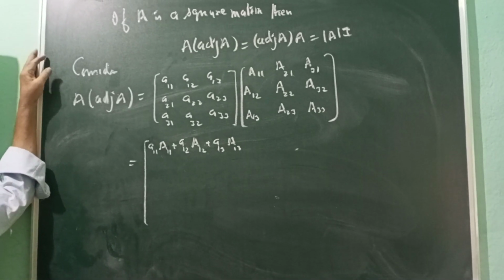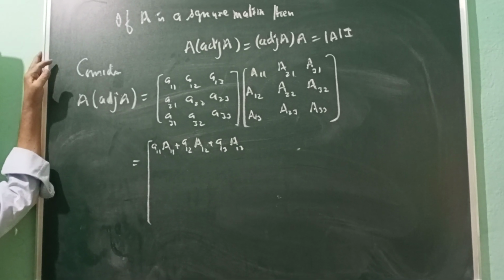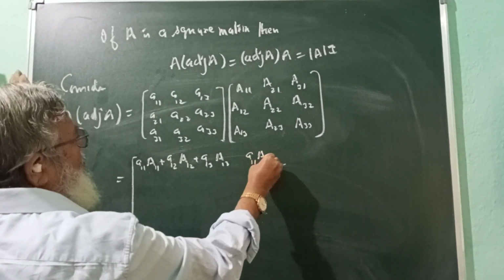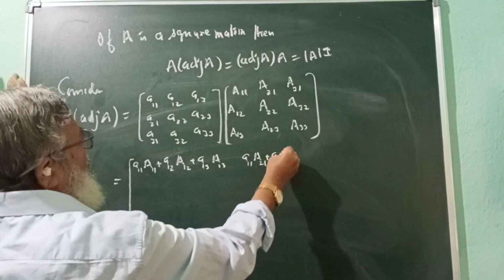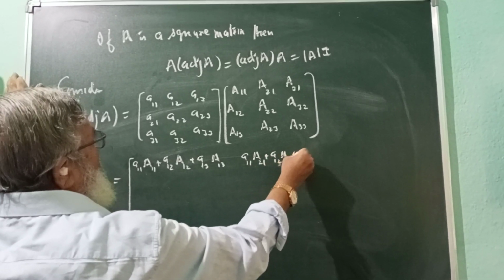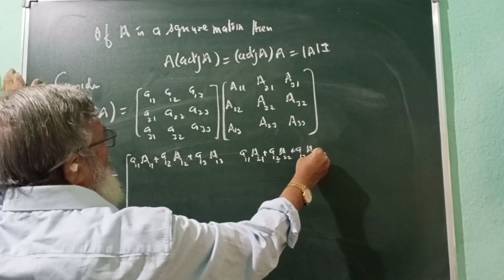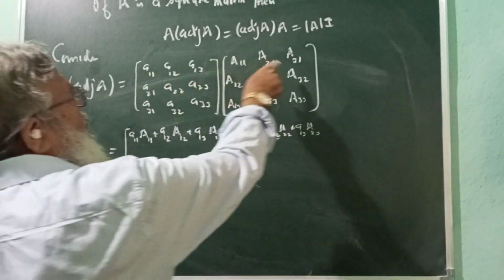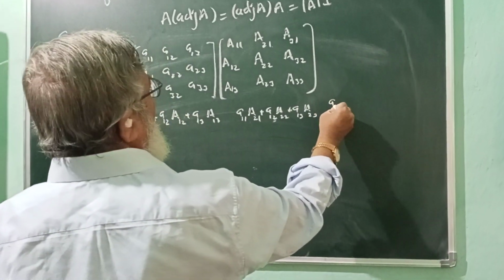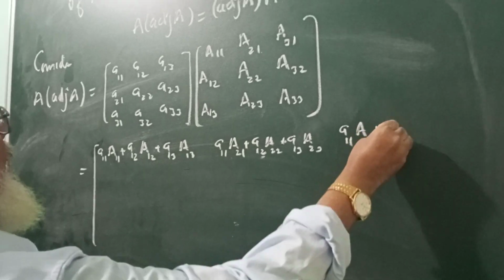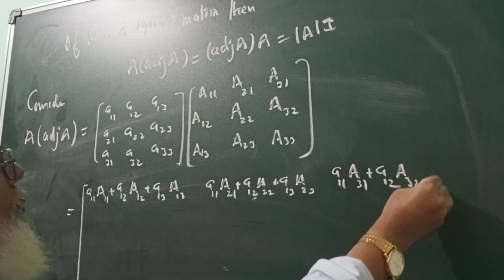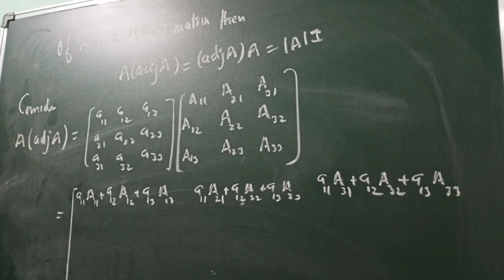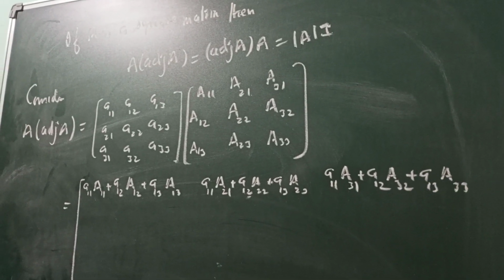That is first row, first column. Now first row, second column: A11, A21, plus A12, A22, plus A13, A23. Next, first row, third column: A11, A31, plus A12, A32, plus A13, A33. So the first row is multiplied with all columns of the second matrix.